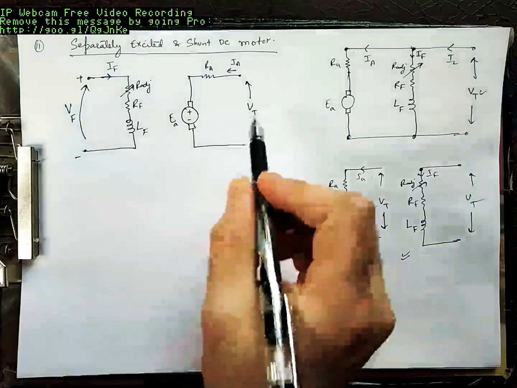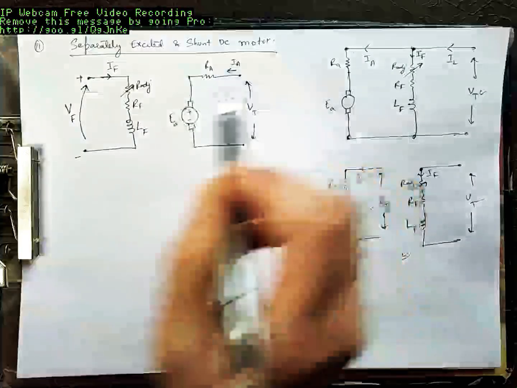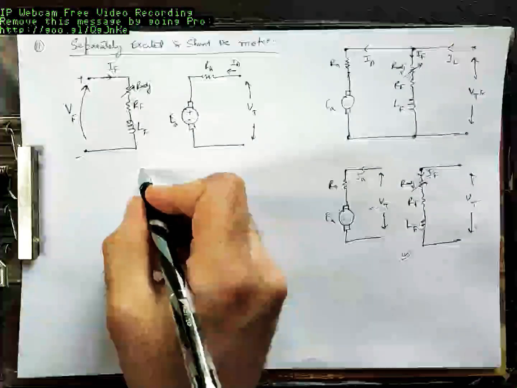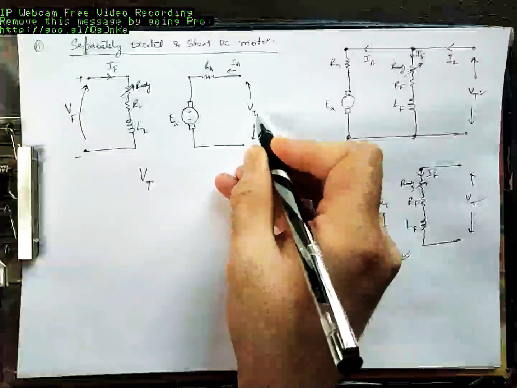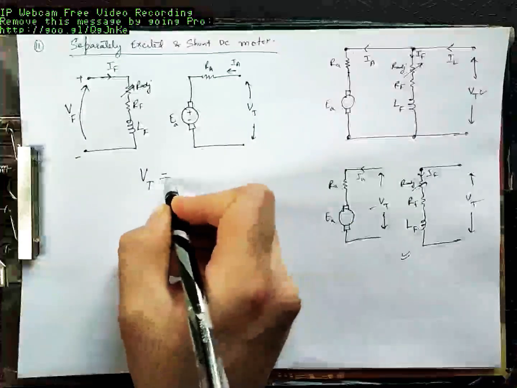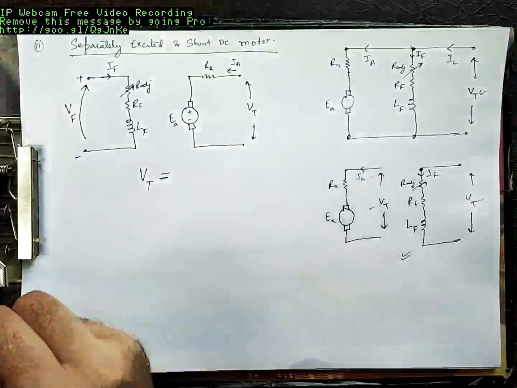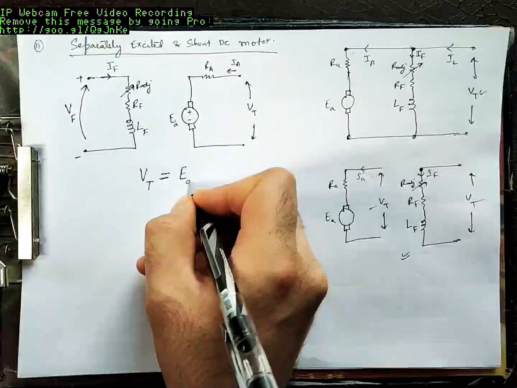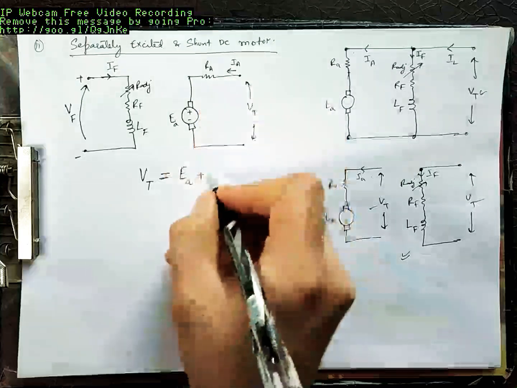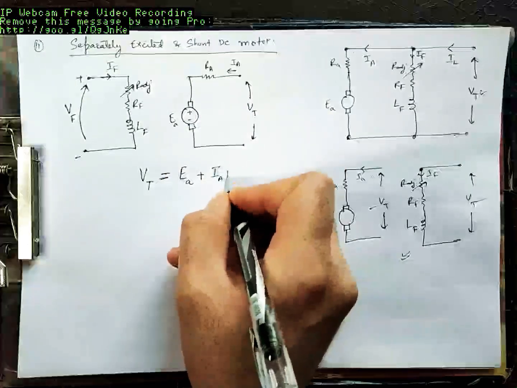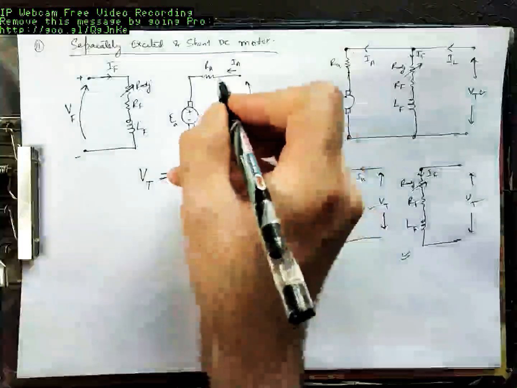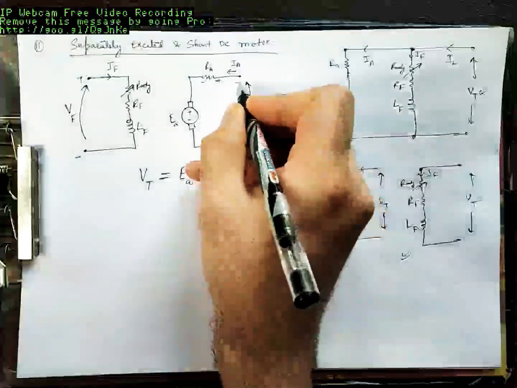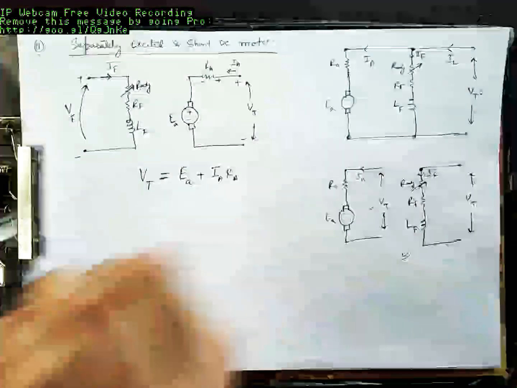What is the KVL equation for the armature circuit? We've discussed this in the earlier class as well. This VT, the voltage that you connect across the terminals, will be equal to voltage induced inside the machine, that is EA, plus this drop, that is IARA. This directly comes from the KVL because this is positive, this is negative, positive, negative, positive, negative, negative and positive. VT is equal to IARA plus EA.